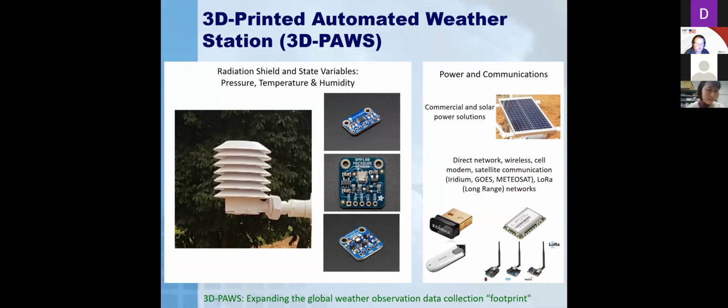Typically these stations are put in remote locations without commercial power, so we have solar power backup, and then as much as possible, we try to set up the systems to transmit the data in real time, either through direct network connections, wireless to maybe a nearby wireless network, cell modem, which is probably our most frequent device, satellite communications, either using polar orbiting Iridium satellites, GOES satellite over in the US, Meteosat satellites over more of the Africa and West Asia region, and also new technology, which is called LoRa, which uses long-range, low-power networks.